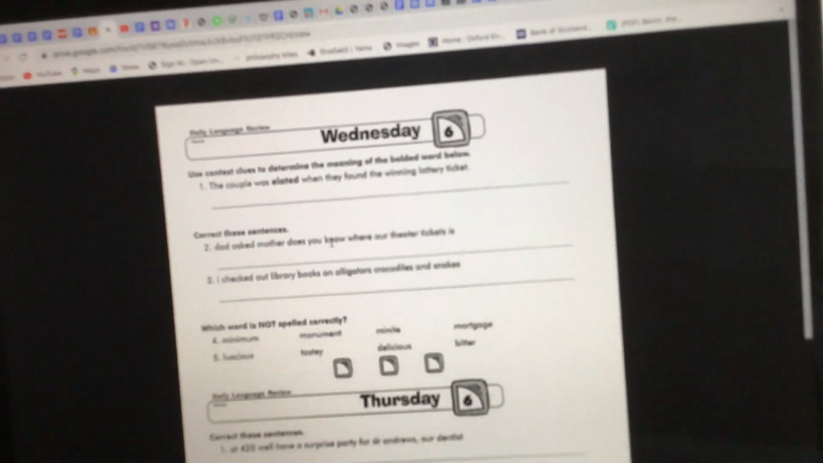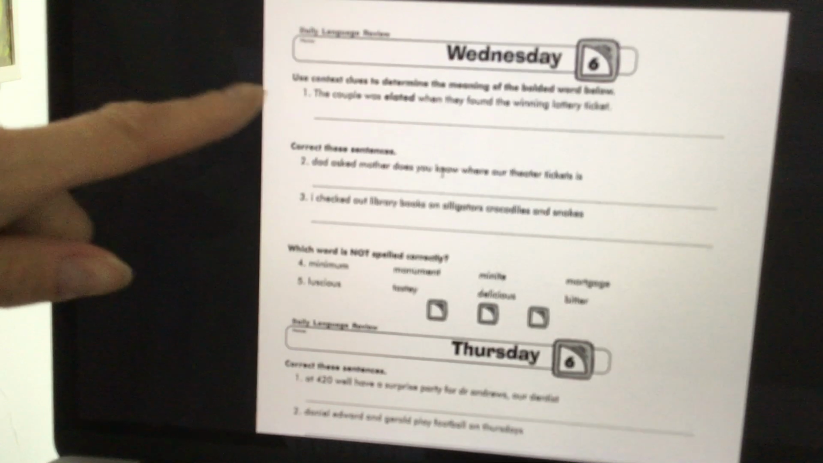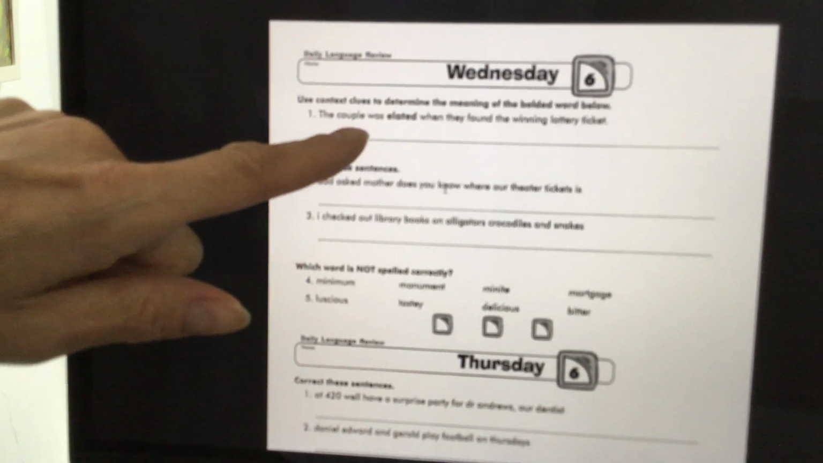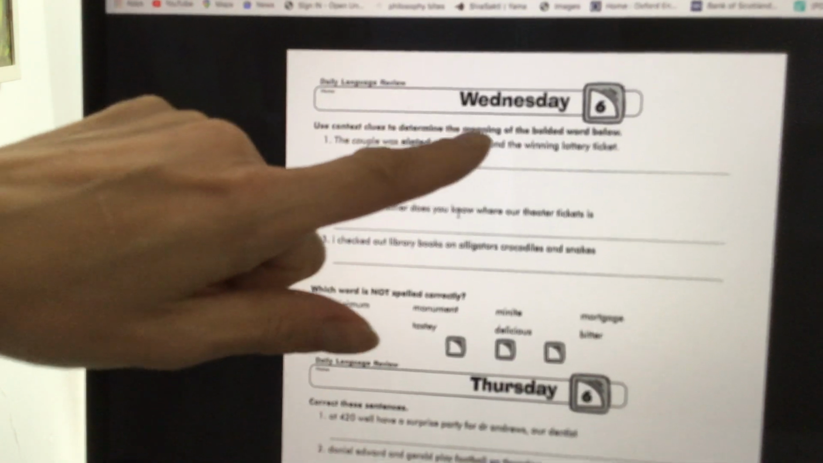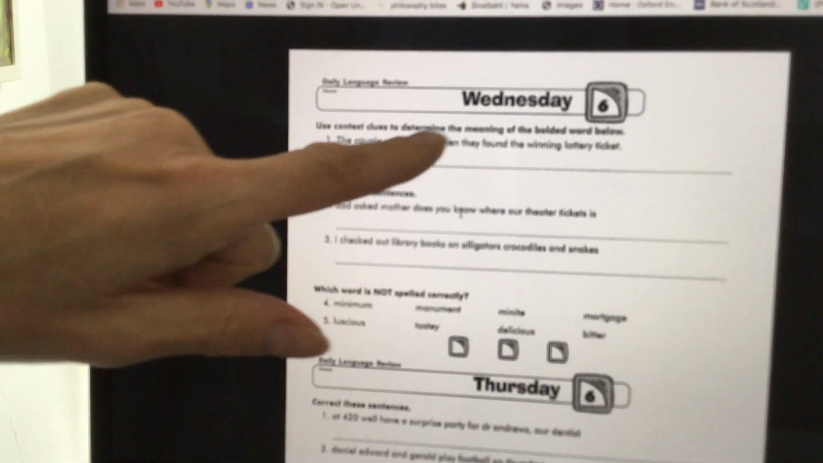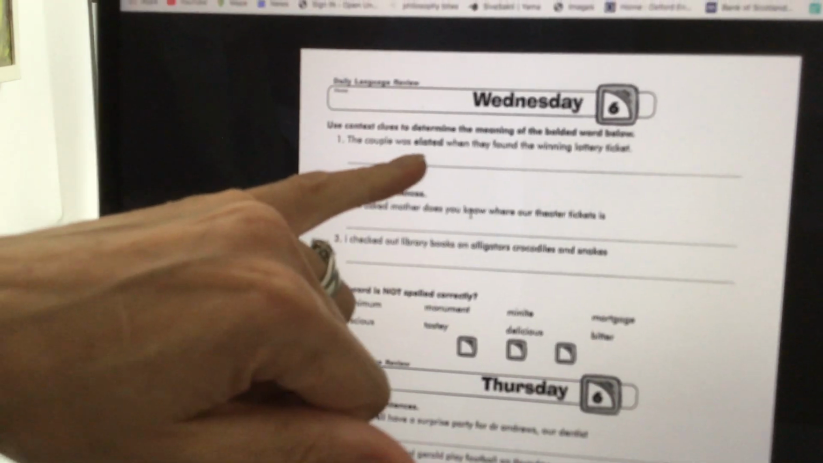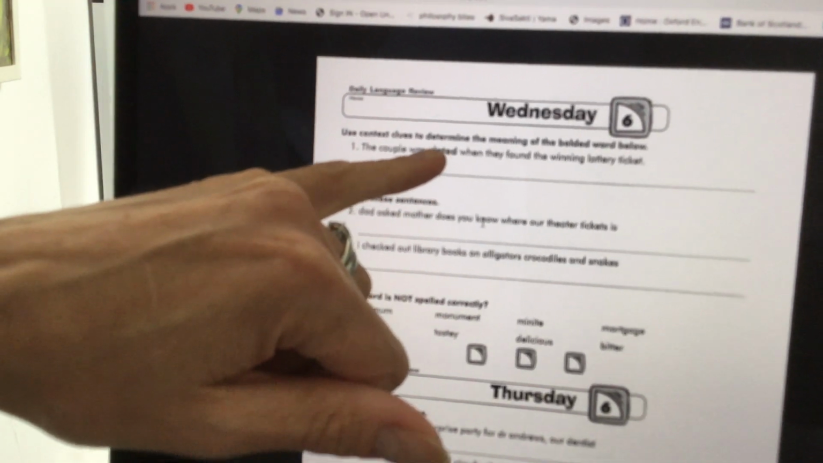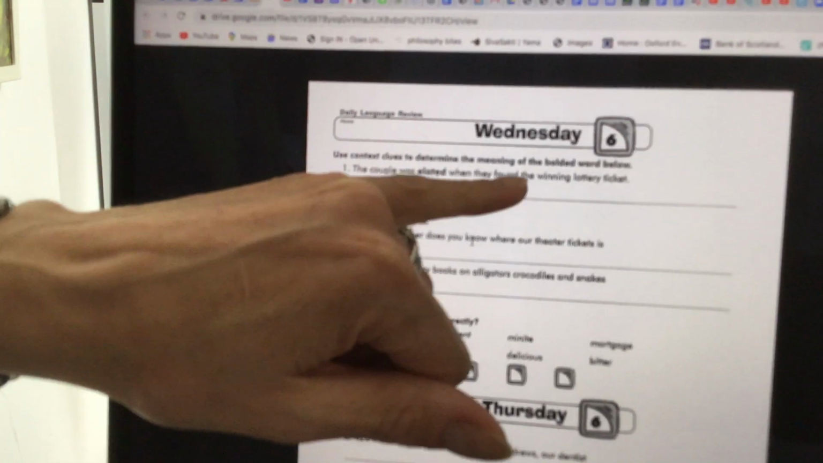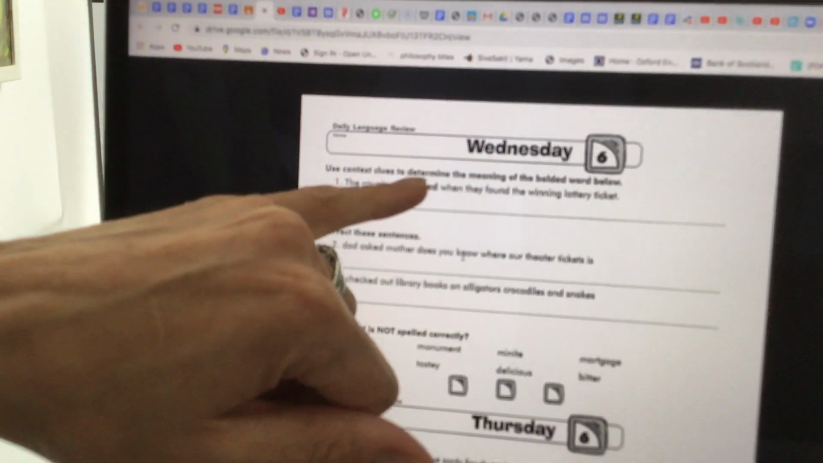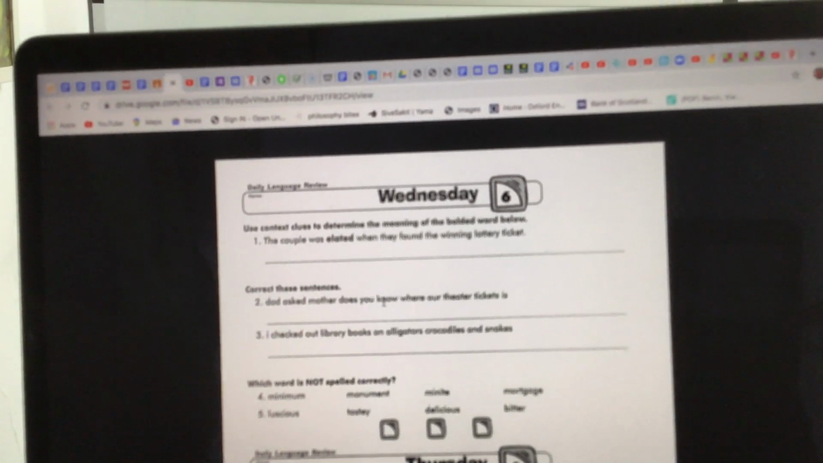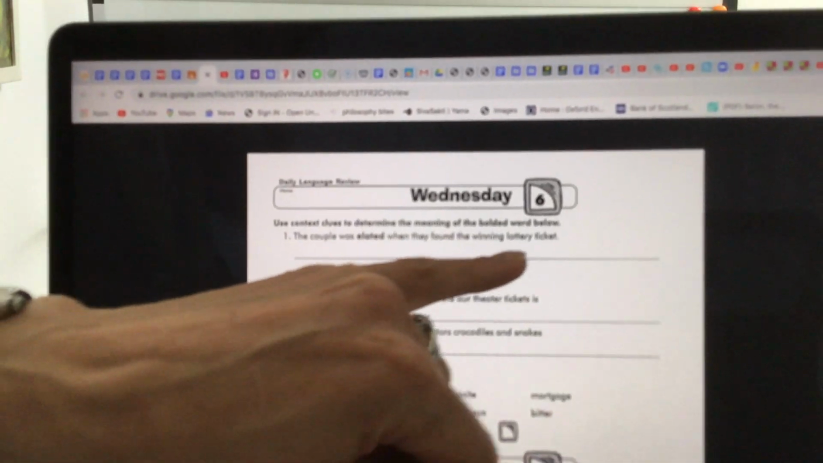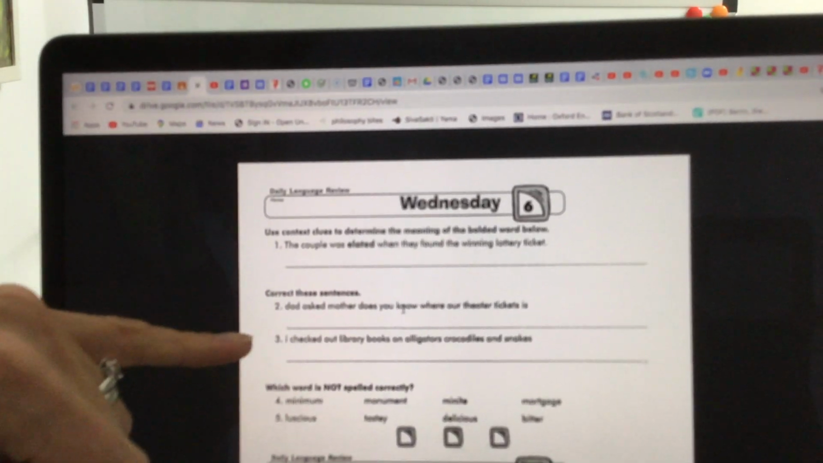So, daily language for today, hopefully it's not a repeat. We've got use context clues. Use what is in the sentence telling you about what's happening to determine the meaning of the bold word below. So elated, what does elated mean? Look at it. The couple found they had a winning ticket. So what do you think elated might mean? It's an emotion, so you would need to think. A winning lottery ticket means that they've won a lot of money or some money.